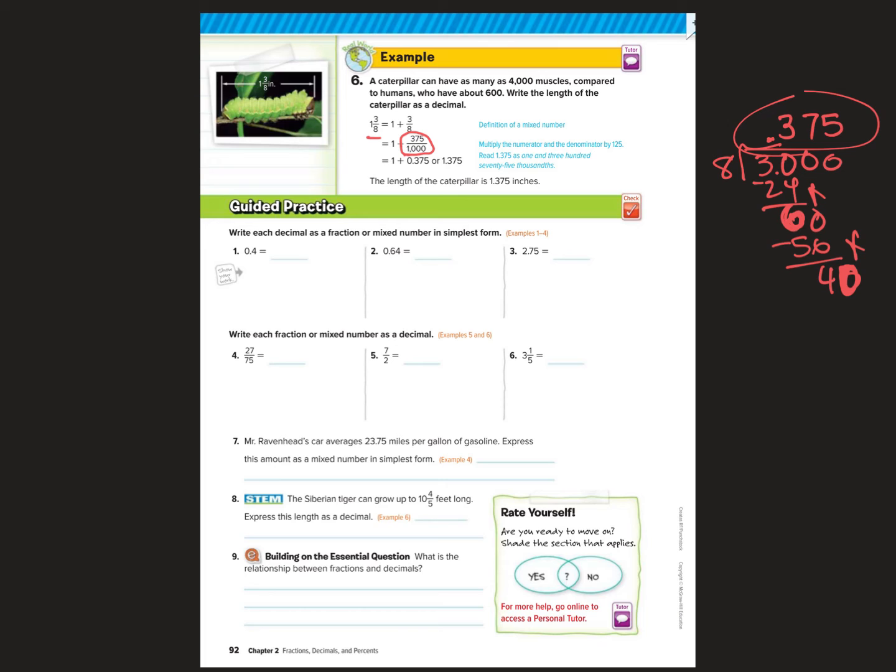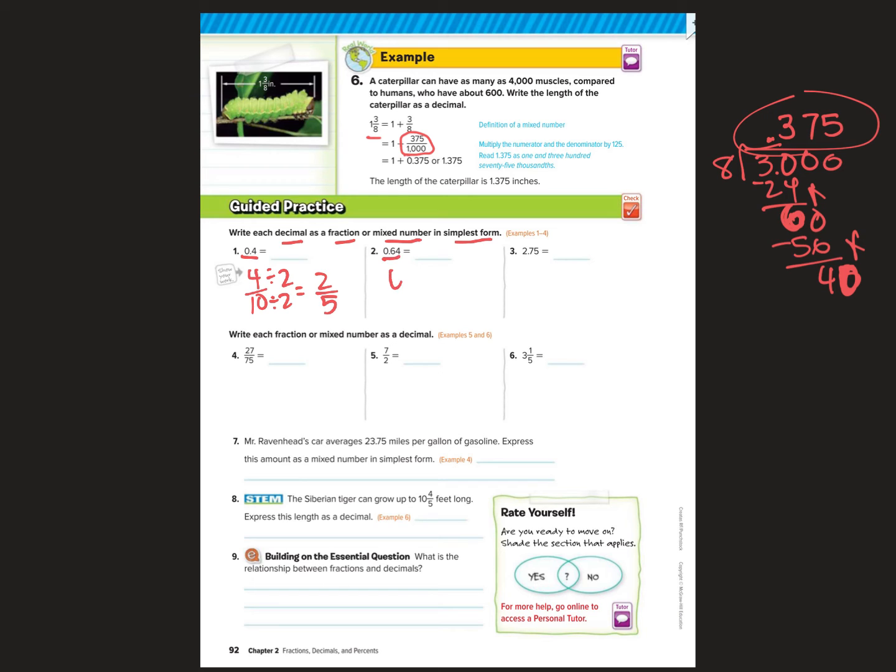All right, I'm just going to do a couple quick problems here. So here, write each decimal as a fraction or mixed number in simplest form. So here we have 4/10. So my fraction would be 4/10, and then I need to simplify 2/5.